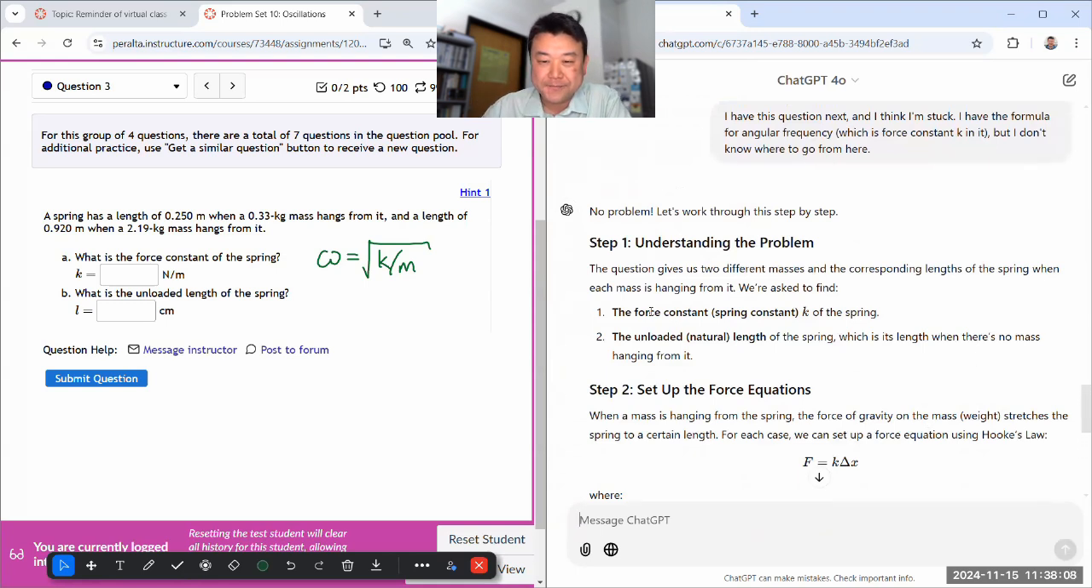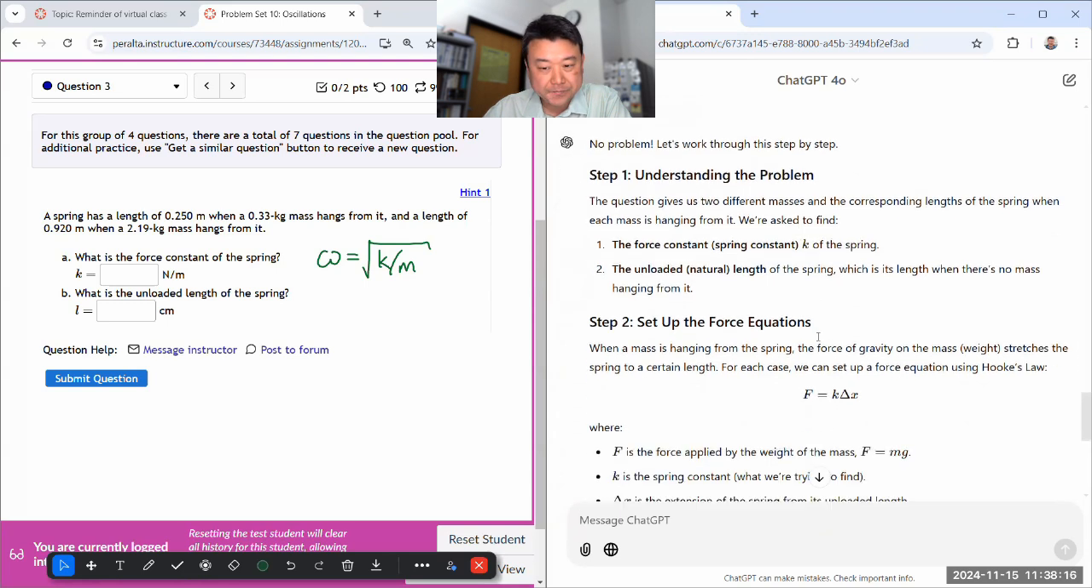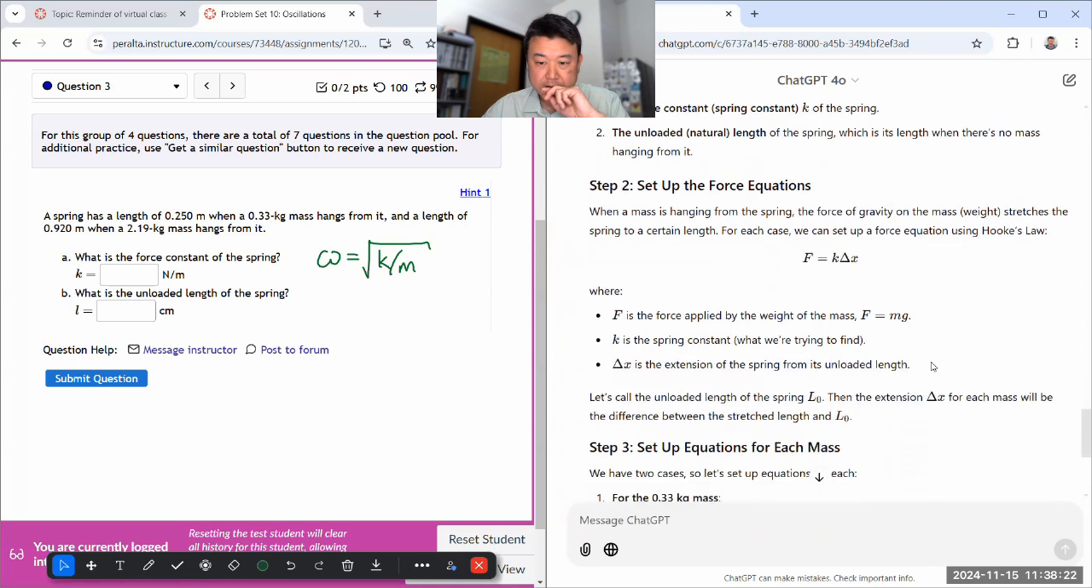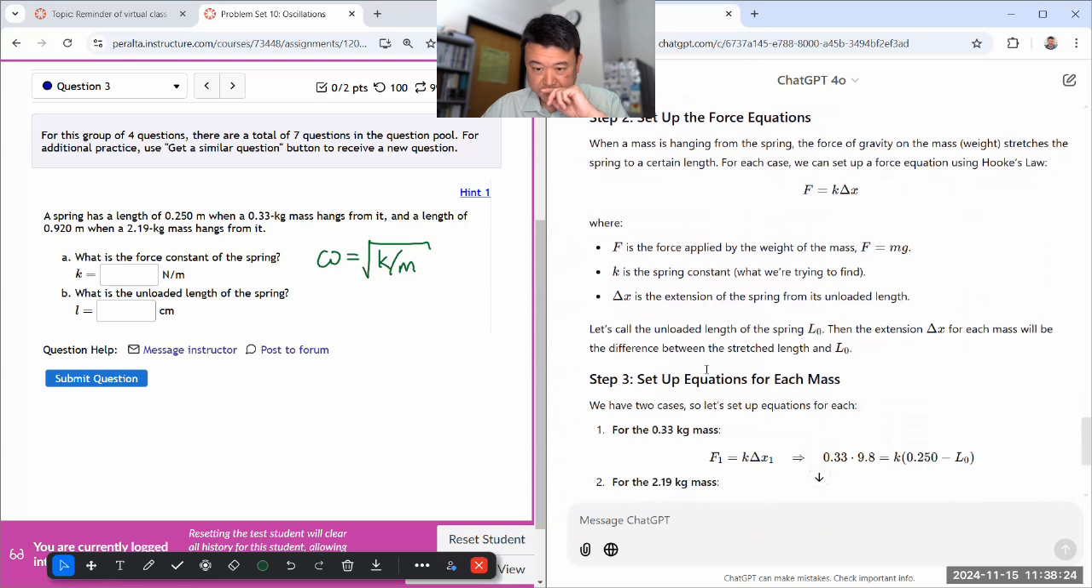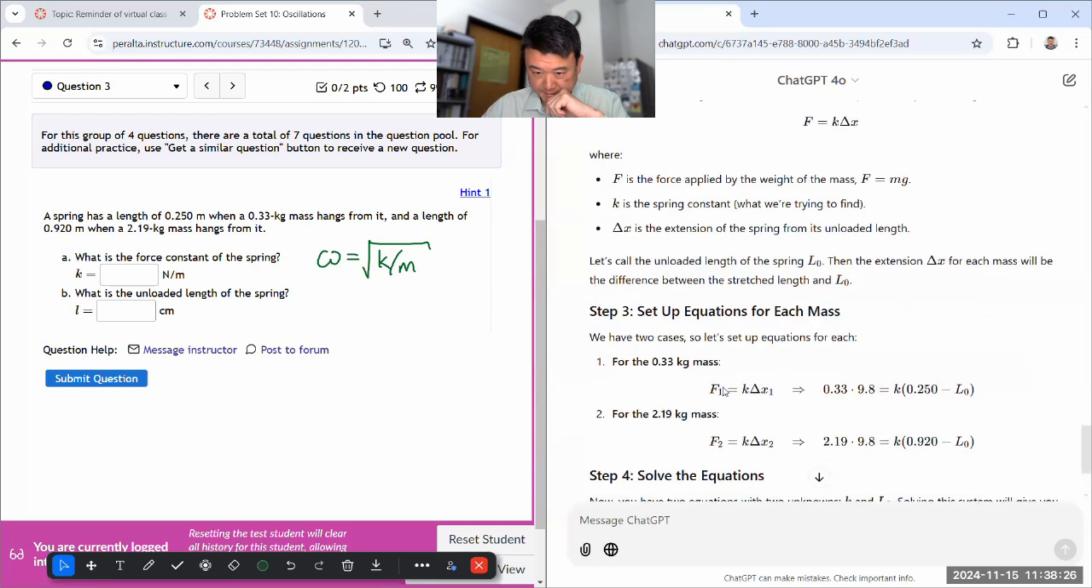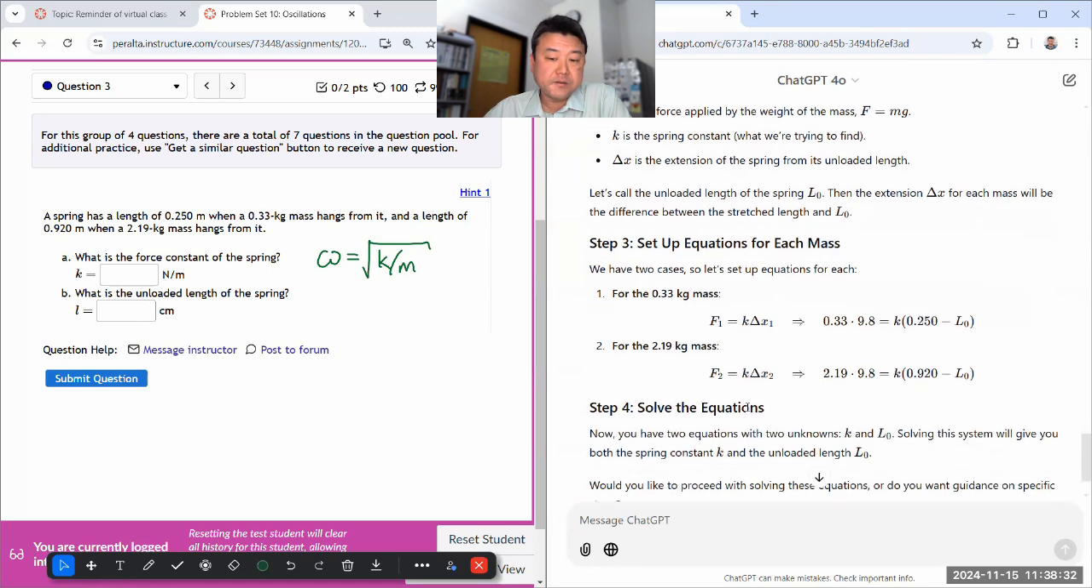So it's two different masses, corresponding lengths. We are asked to find force constant and natural length of the spring. Yeah, set up the force equation. Yeah, so that's the correct equation to use, and set up the equations for each mass. Yeah, you have to set up a system of equations, and then you have to solve.